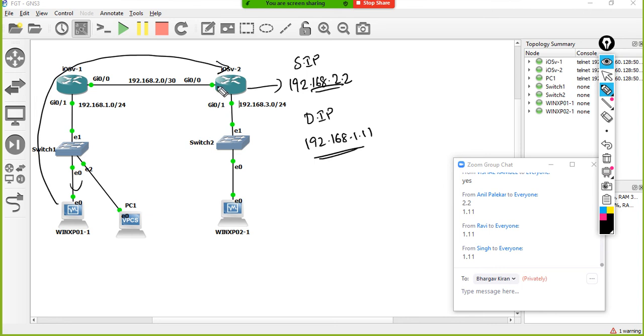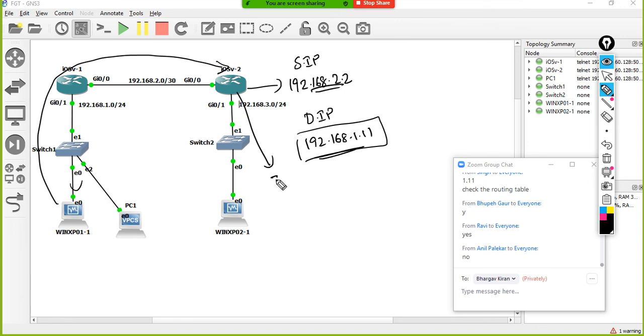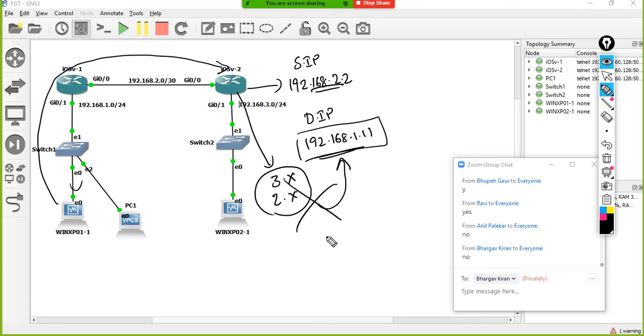He will check in his routing table: do I have the route for the 192.168.1 network? Say yes or no. It checked the routing table, right? And in this routing table, by default, he knows about the 3 network and he knows about the 2 network. But he doesn't know about this, so he is simply going to drop it. That's what I'm trying to tell you, guys.